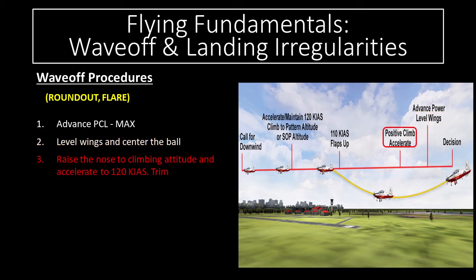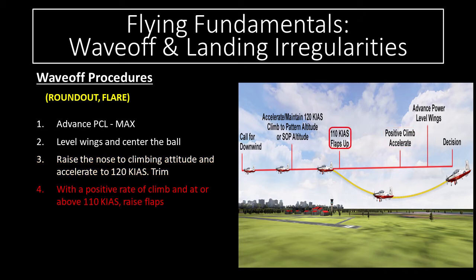Perform your climb. Raise the nose to the climbing attitude and accelerate towards 120 knots. With a positive rate of climb established and above 110 knots, raise the flaps. If departing the pattern, make sure to raise the gear before accelerating beyond the aircraft limits. Again, a good cross scan will help prevent this.